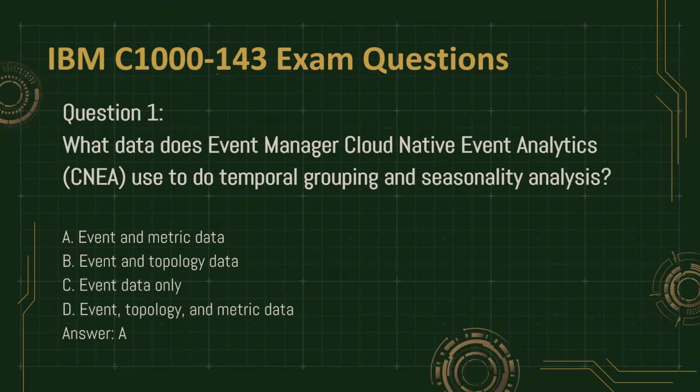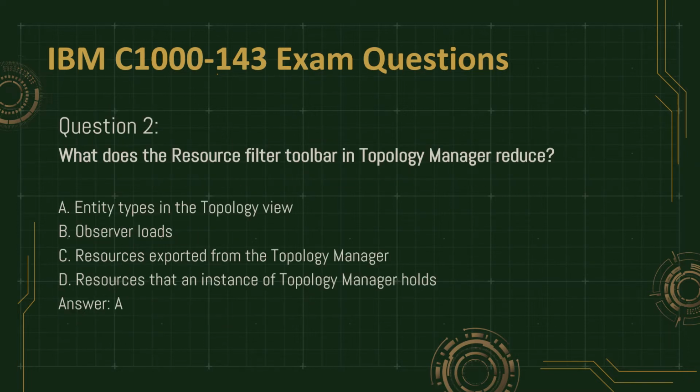Question 1. What data does Event Manager Cloud Native Event Analytics (CNEA) use to do temporal grouping and seasonality analysis? A. Event and metric data. B. Event and topology data. C. Event data only. D. Event, topology, and metric data. Answer: A.